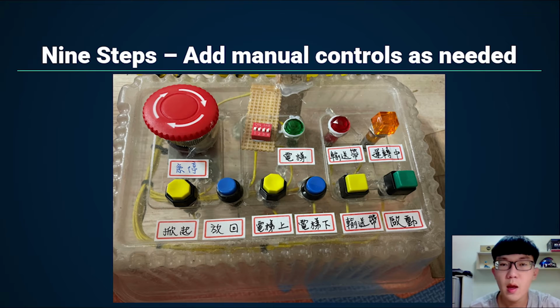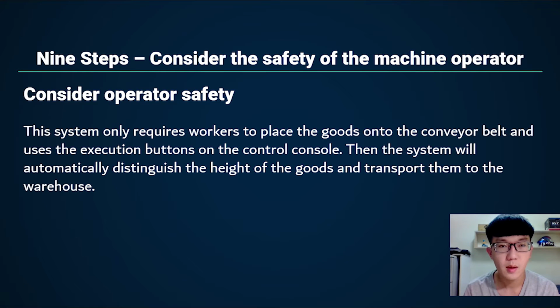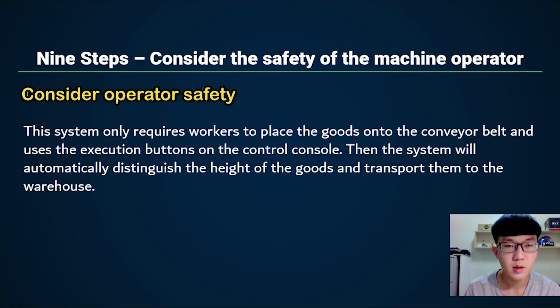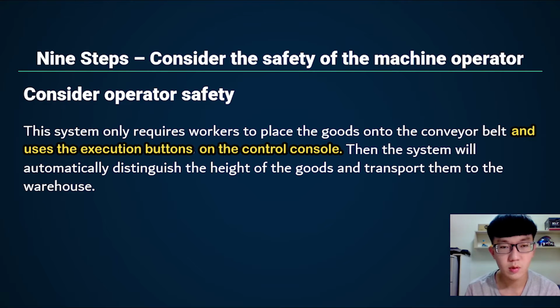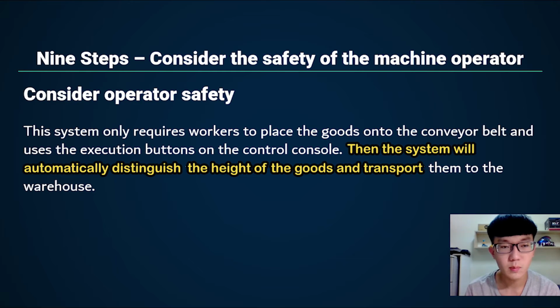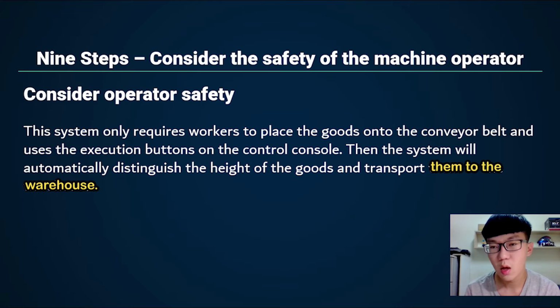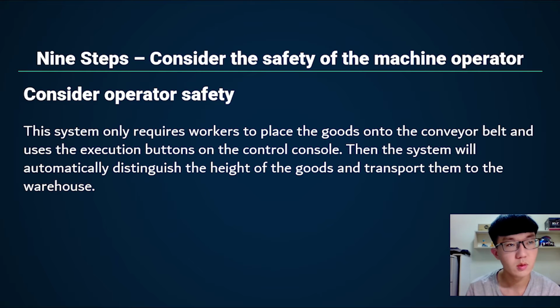Step 9: add menu controls as needed. Step 9: consider the safety of the machine operator. The system only requires us to place the goods onto the conveyor belt and use the execution button on the control console. Then the system will automatically distinguish the height of the goods and transport them to the warehouse.